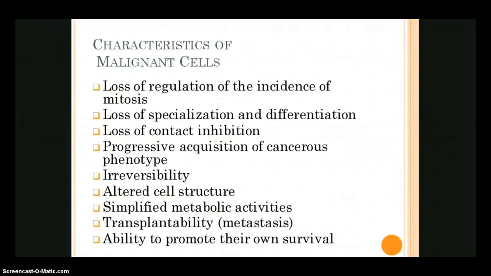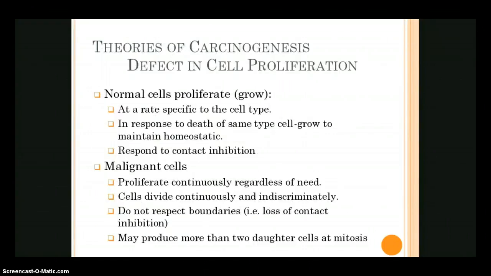There are two main theories of carcinogenesis. The first is a defect in cell proliferation, and what that means is that normal cells have a specific purpose and they grow at a specific rate. They respond to natural homeostatic balances in our body. However, malignant cells, they don't do any of that. They just continue to replicate continuously. They could care less whether or not we need them.